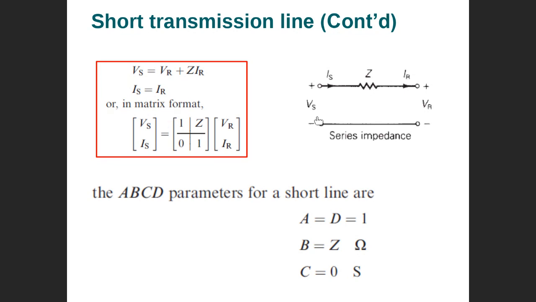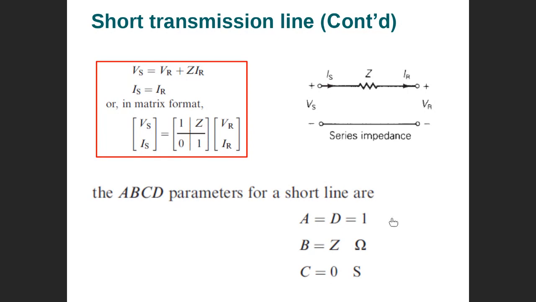So what about IS and IR, the relationship? There is no branch in this circuit here. IS equals IR. Therefore, as you can see, IS equals 0 VR plus 1 IR. Therefore, IS equals IR. The sending end current equals the receiving end current. Therefore, we can put the ABCD parameters this way. A is 1, B is Z, C is 0, and D is 1. This is the way we write them.